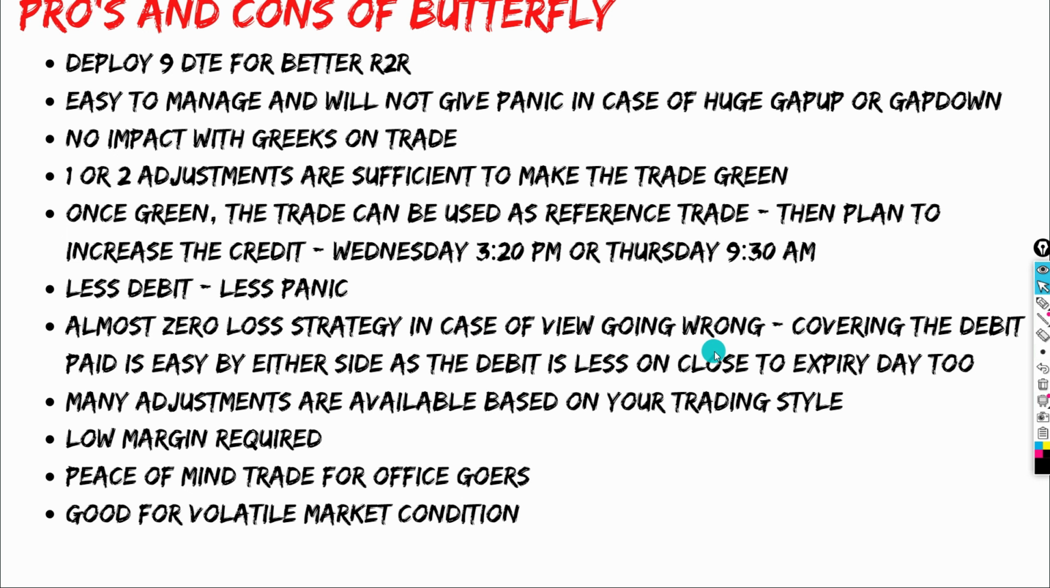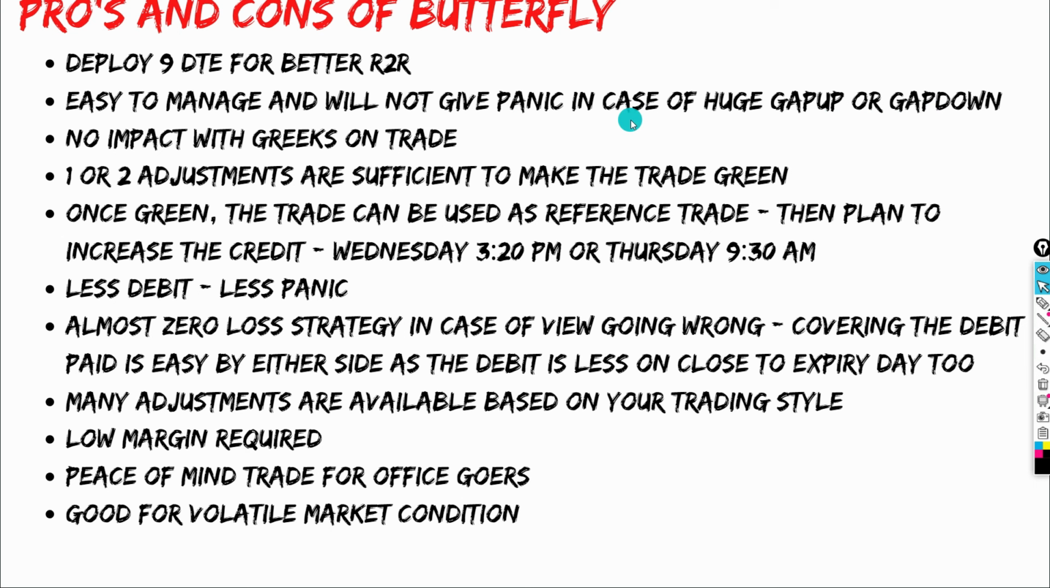Before we conclude the session, these are the pros and cons of the butterfly. I'll let you know when to deploy. What I feel is that deploying 9 days to expiry will be better restricted, but I've not yet decided. Let me do some backtesting and see whether it is good to deploy 6 days before or 9 days before. It's easy to manage and will not give you panic in case of a huge gap up or gap down.